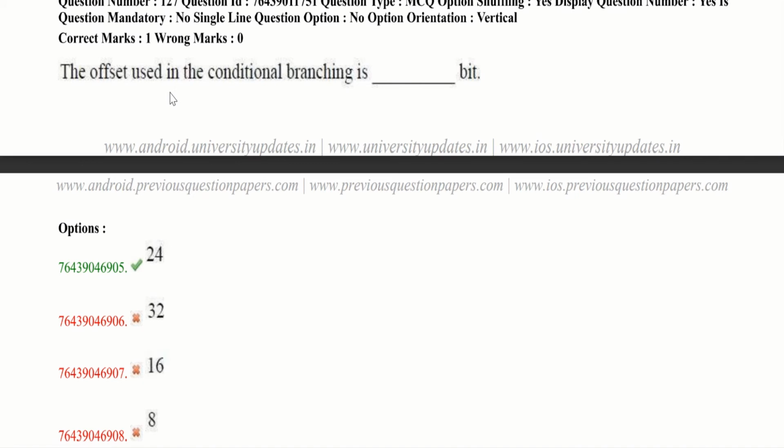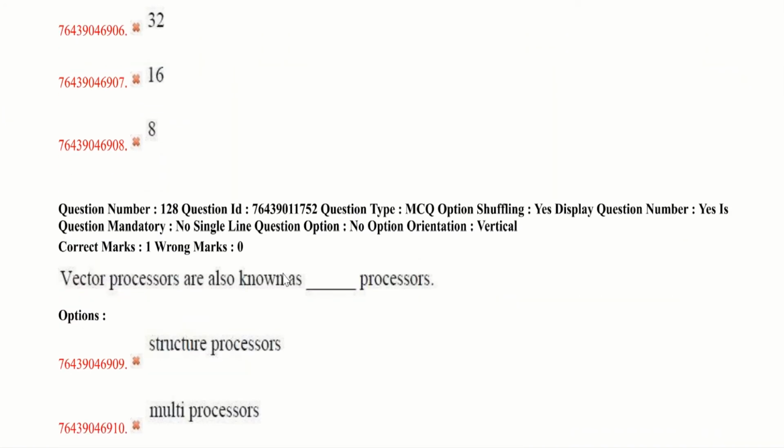The offset used in conditional branching, which is like if-else in programming languages like C and C++, lets us jump to another part of the program. In this case, it is asked how many bit offset is used for conditional branching. The answer is 24 bit. It will be very difficult to remember all this, so make short notes and go through the notes every day. This will help you to memorize easily. Now let's move to another question.